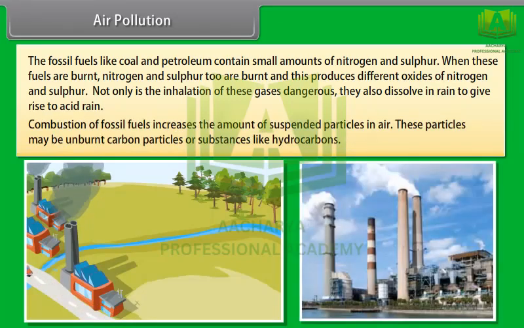Combustion of fossil fuels increases the amount of suspended particles in the air. These particles may be unburnt carbon particles or substances like hydrocarbons.